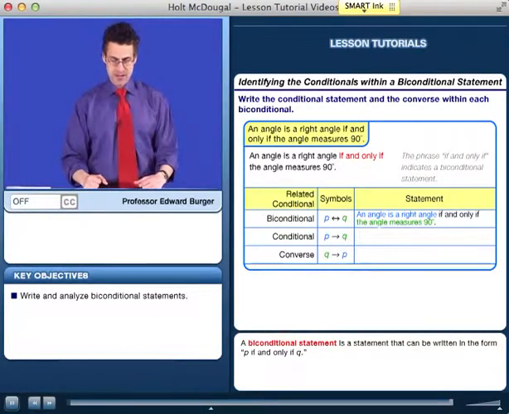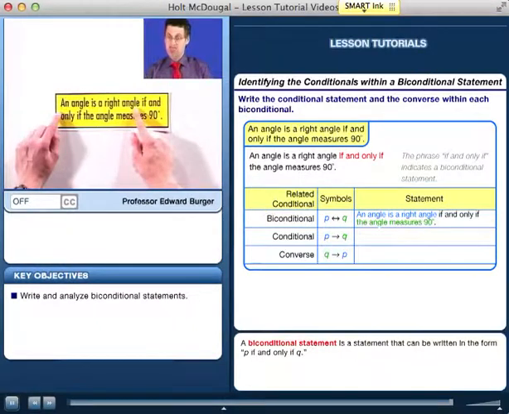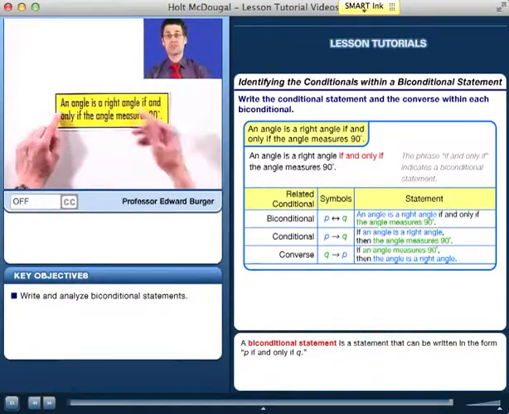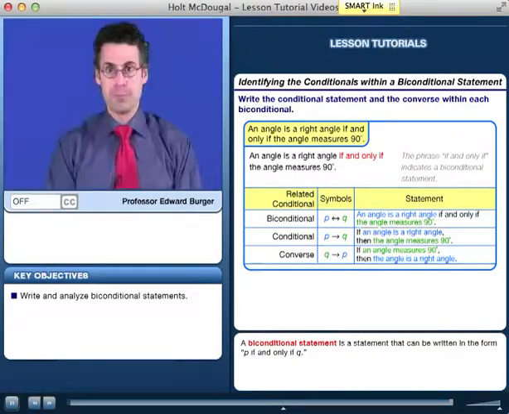The conditional statement is, if an angle is a right angle, then the angle measures 90 degrees. And the converse statement would be, if the angle measures 90 degrees, then the angle is a right angle. Do you see how those two statements, the conditional statement and its converse, are combined into just one biconditional statement?